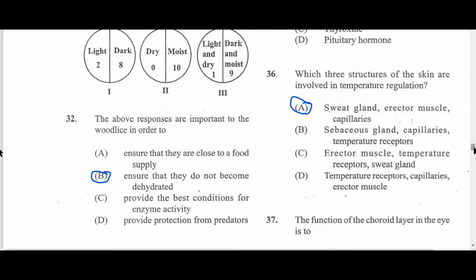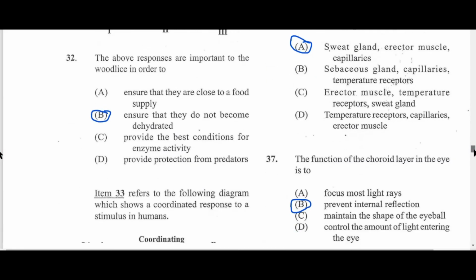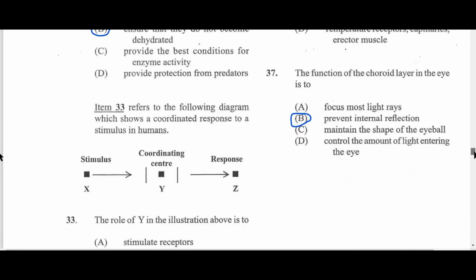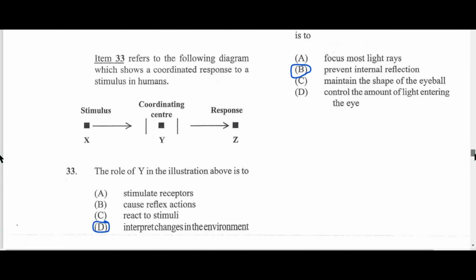37. The function of the choroid layer in the eye is to... quickly we know that the choroid is to nourish the eye, but here our answer is going to be B, as it prevents internal reflection. And that again is going to be textbook. It does both.